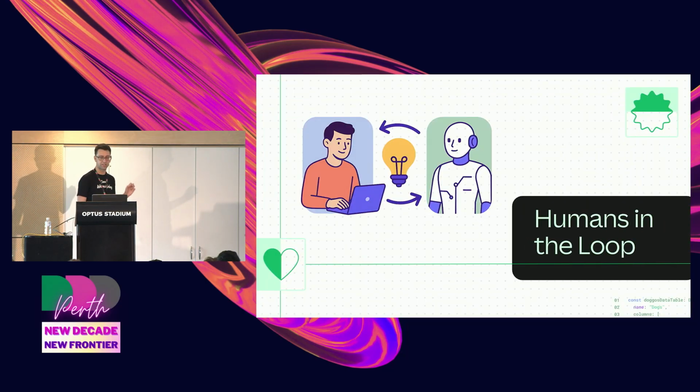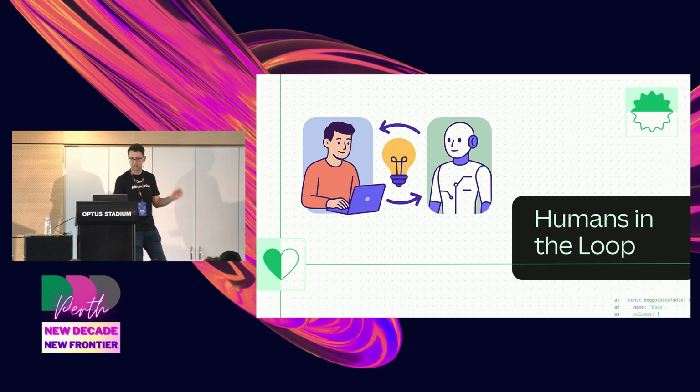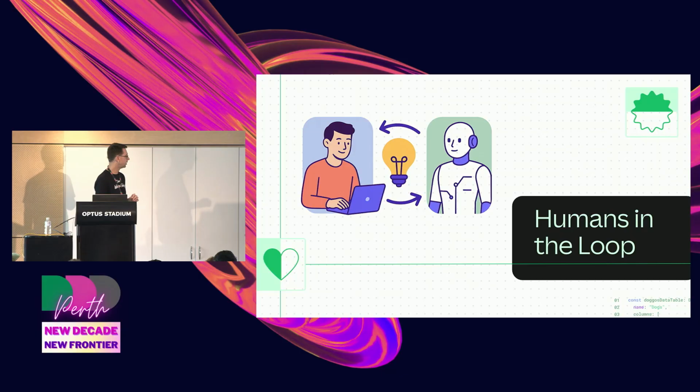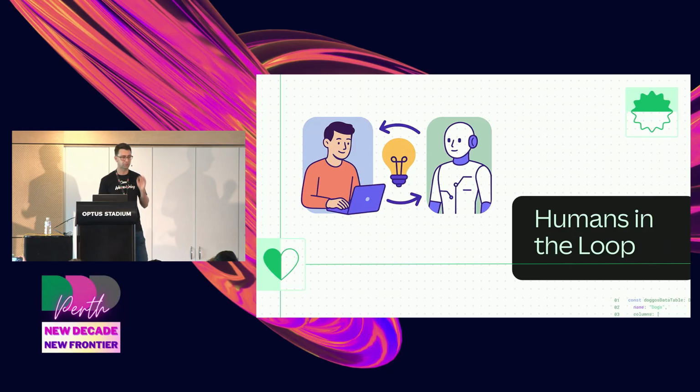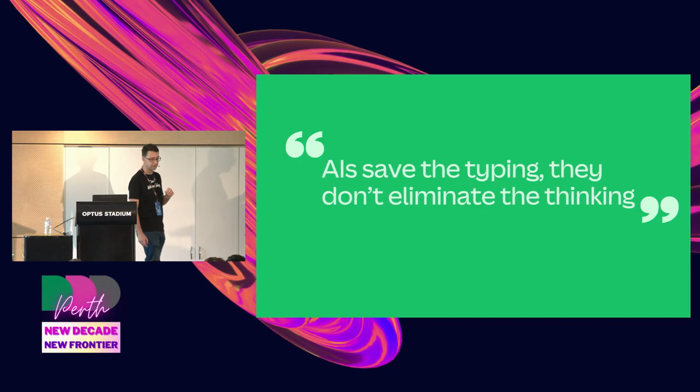Because central to our approach at Canva is that engineers remain accountable for the code that they produce. And that is, we retain a human in the loop. This accountability helps ensure that engineers avoid producing AI slop because they are judged on the quality of their pull requests regardless of how the code was written. Or as I like to say, AIs will save the typing, but they do not eliminate the thinking.